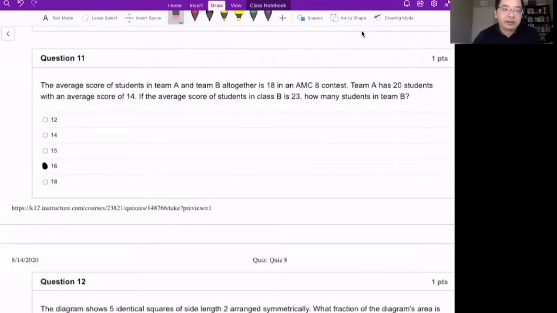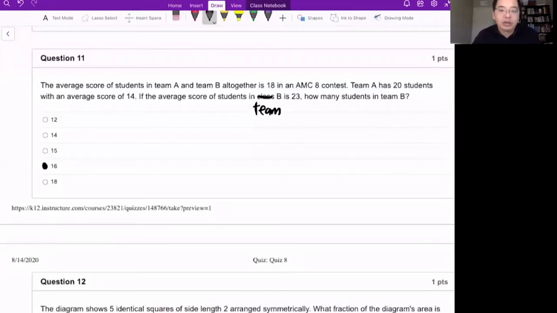Problem number 11. Here we have 2 teams, team A and team B. Altogether, if we combine all people together, the average score is 18 in the AMC 8 test. For team A, we know team A has 20 students and the average score is 14. We also know the average score of students in team B is 23. So the question is how many students we have in team B.